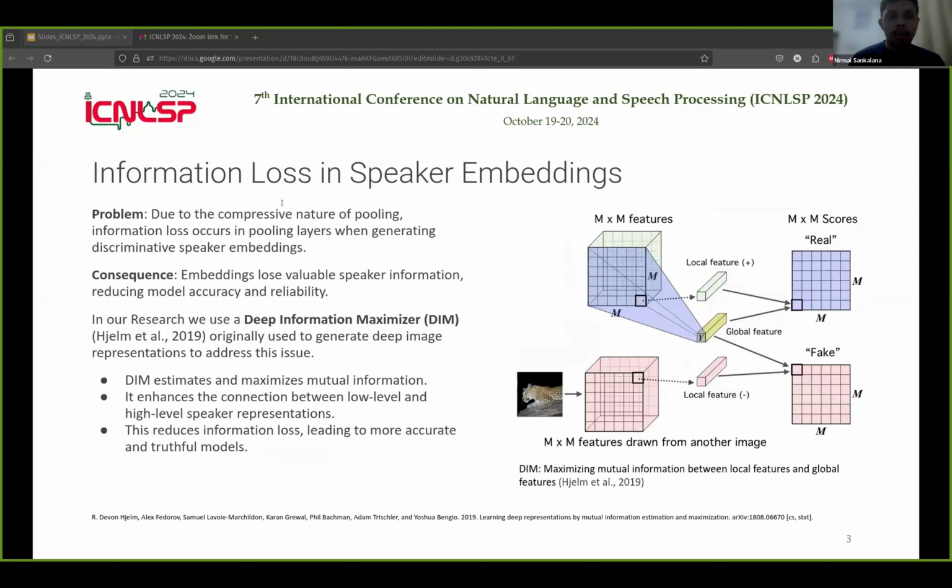Let's talk about the issue of information loss when creating discriminative speaker embeddings. The problem occurs in pooling layers due to the compressive nature of pooling. Valuable speaker information gets lost while generating these embeddings. This reduces the model's accuracy and reliability.